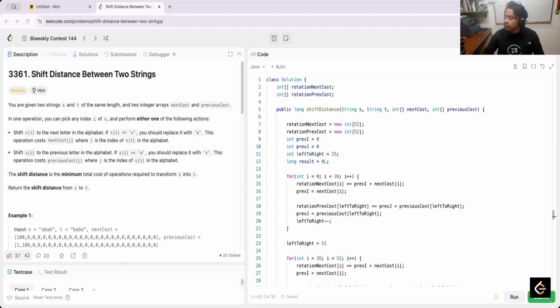Morning everyone, welcome to session number 383, and today I will continue with this problem. It's a problem called shift distance between two strings.